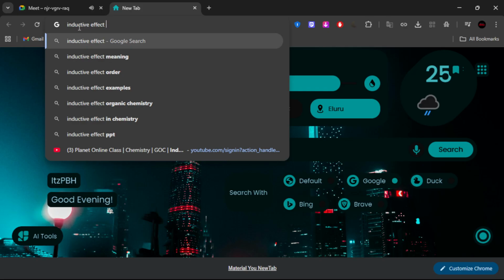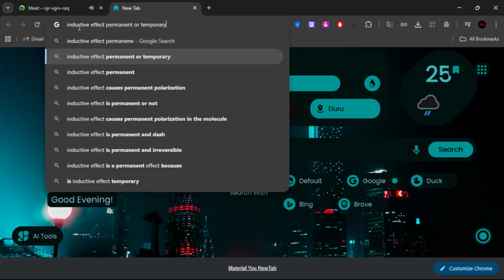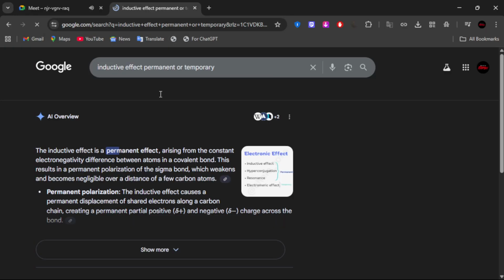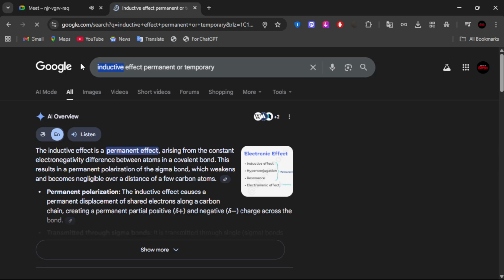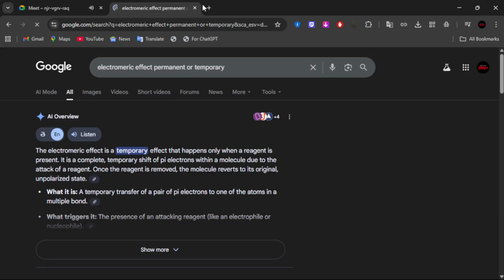What is the meaning of this? In the electromeric effect, the complete electron pair shifts to an atom. Here there is only partial charge formation, not complete. Also, in the electromeric effect we are using an external reagent, and here we are not using any external reagent. That is the difference between the electromeric and inductive effect.